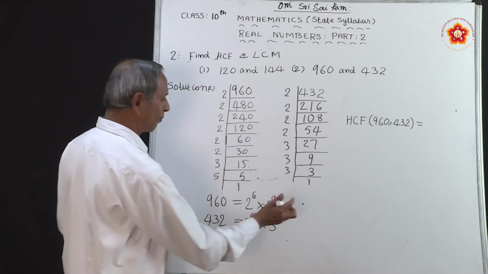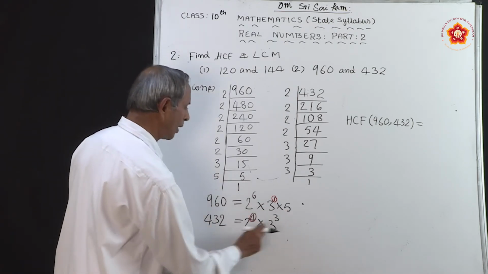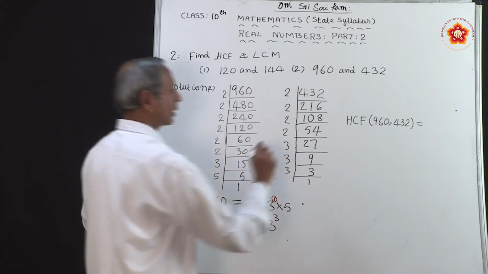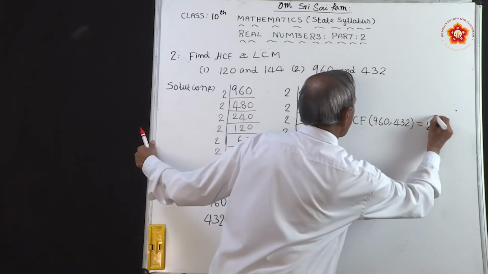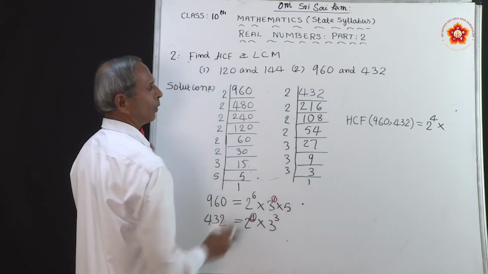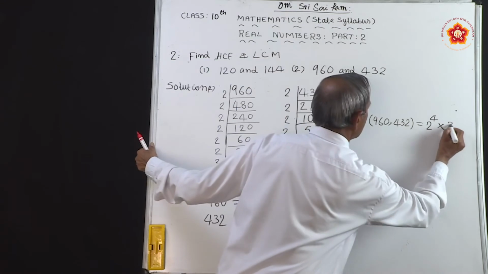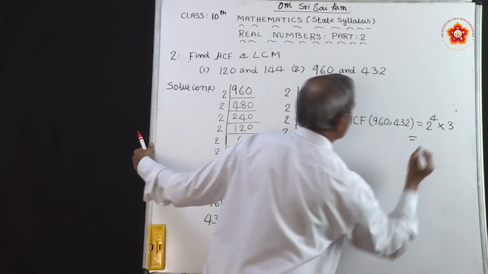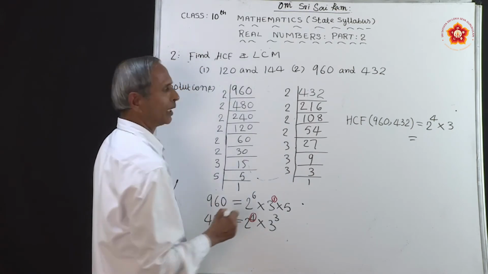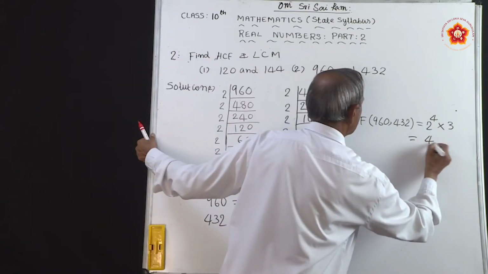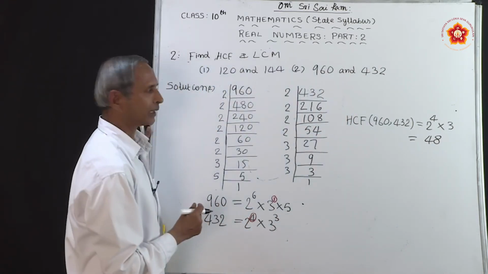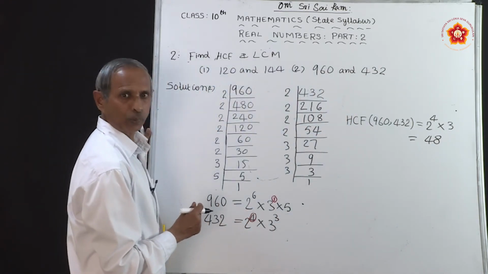5 is not a common factor. Therefore, you have to choose only among 2 and 3. Therefore, you will get 2 to the power of 4 into, if you take 3, 3 to the power of 1 is the lowest power. Therefore, 3 only write. Now, multiply: 2 to the power of 4 is 16. 16 into 3, the answer is 48. 48 is the HCF of 960 and 432.